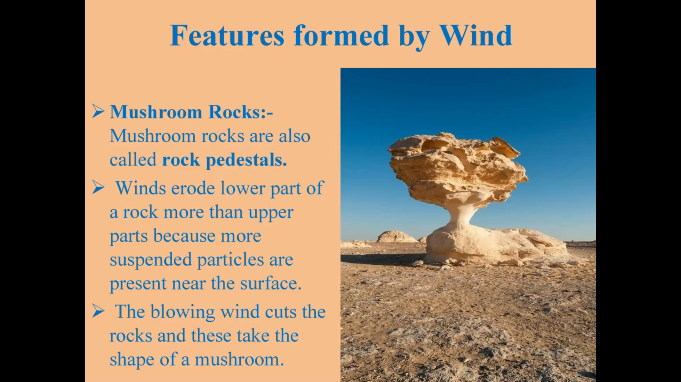The winds blowing at high speed erode the lower section of the rocks more than the upper portion. This happens as the sand particles blown along by the wind, being heavier, remain close to the surface, and as the wind passes along the rocks, the sand particles in the wind keep eroding the portion of the rock closer to the surface, while the upper portion is not affected as much. This gives the rocks a mushroom-like shape.